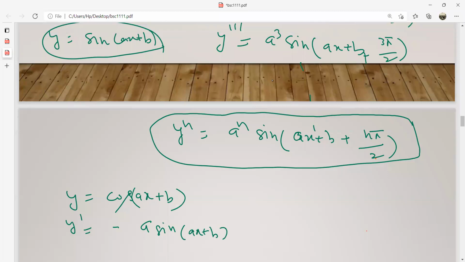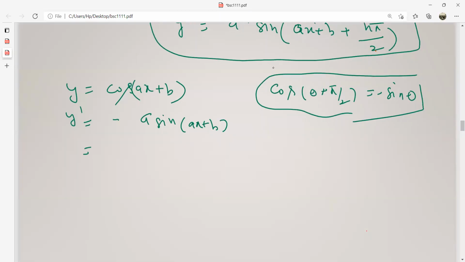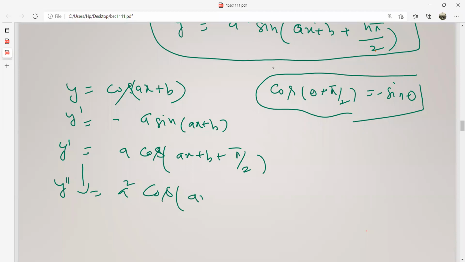Again using here cos theta plus pi by 2 equal to minus sine theta. So here we have to use this formula because here is minus sine theta. So minus sine theta is cos theta plus pi by 2. So here again we write a cos of ax plus b plus pi by 2. Again differentiate this function. In a similar process, we find a square cos ax plus b plus 2 pi by 2.